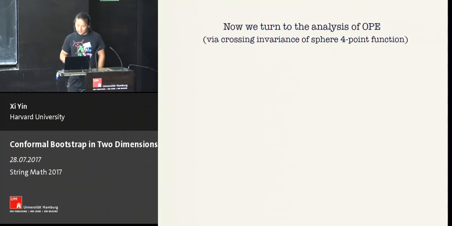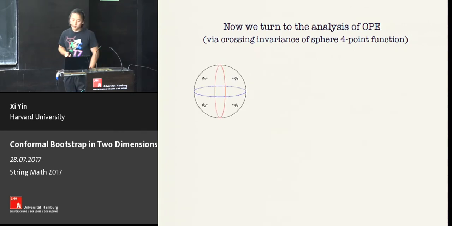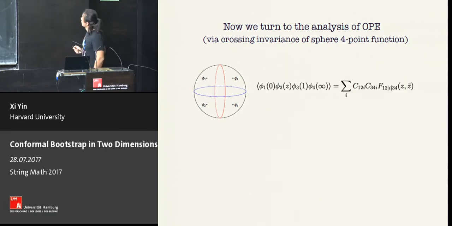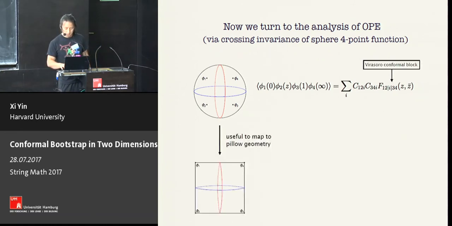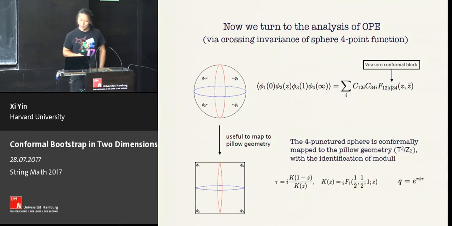Now let's turn to the analysis of the operator product expansion. We studied the sphere four-point function of some primary operator. These can be decomposed into Virasoro conformal blocks for the sphere four-point function with some OPE coefficients. They're structure constants of the conformal field theory. It's useful to think of this in terms of the pillow geometry, where you do a conformal mapping to straighten out this sphere by stretching the four vertices and turning this into basically two parallelograms glued along the edge. It's nothing but T2 mod Z2.